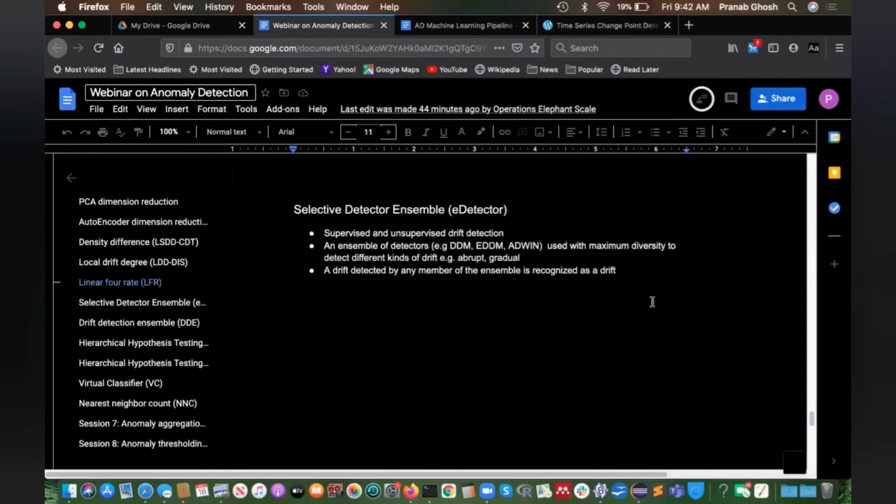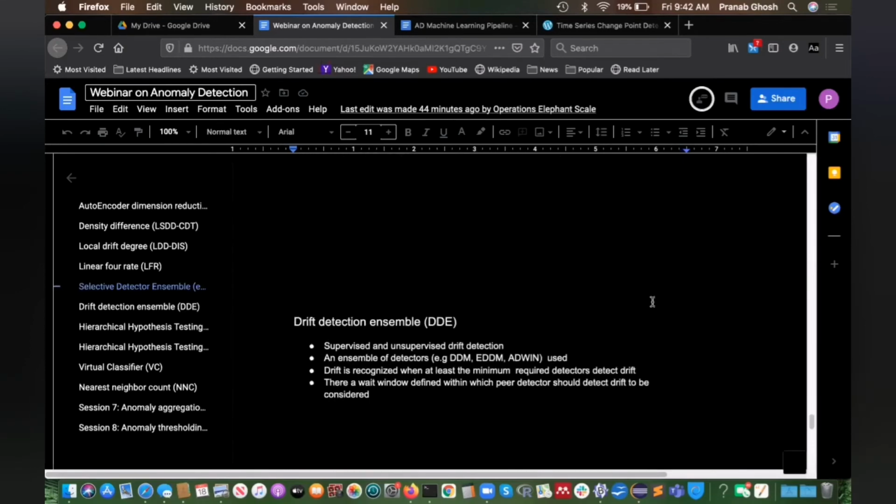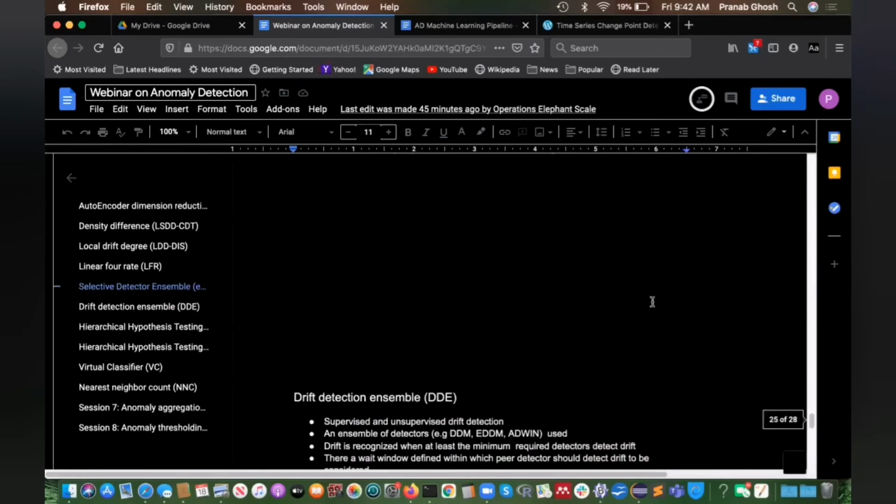So whenever in that ensemble, when any member detects a drift, that's recognized as a drift. So it's not majority vote. It's just any. It's not consensus. It's just anyone. And the reason for that is that each of these algorithms are doing different kinds of drift detection. That's why consensus is not used.